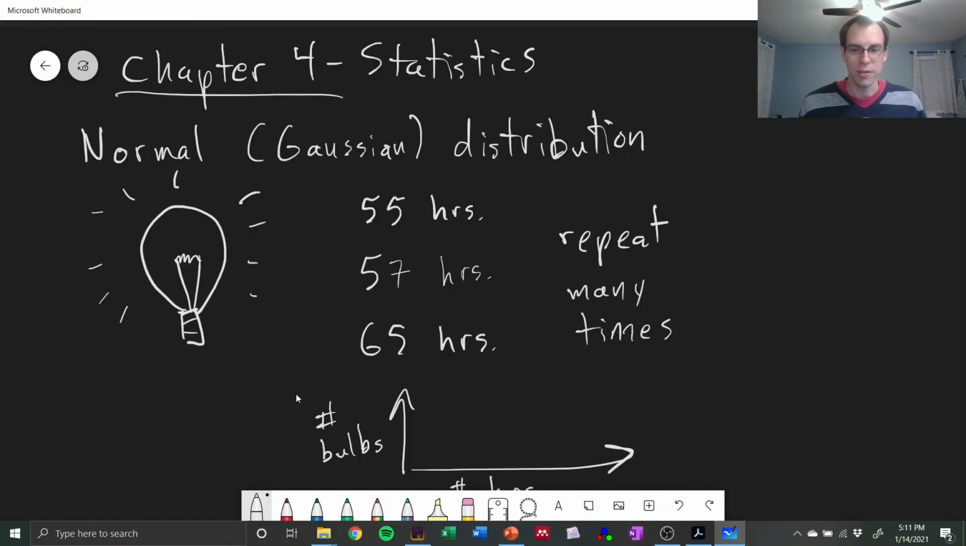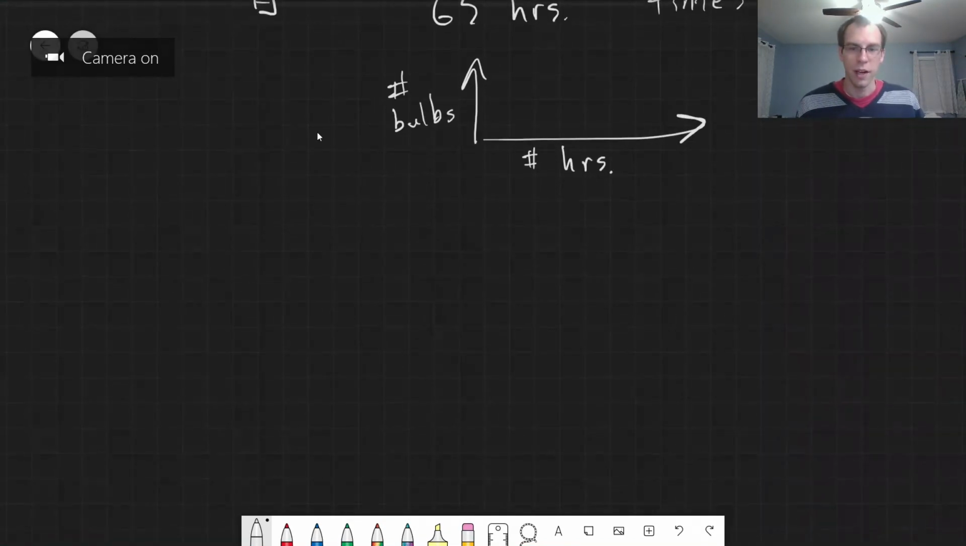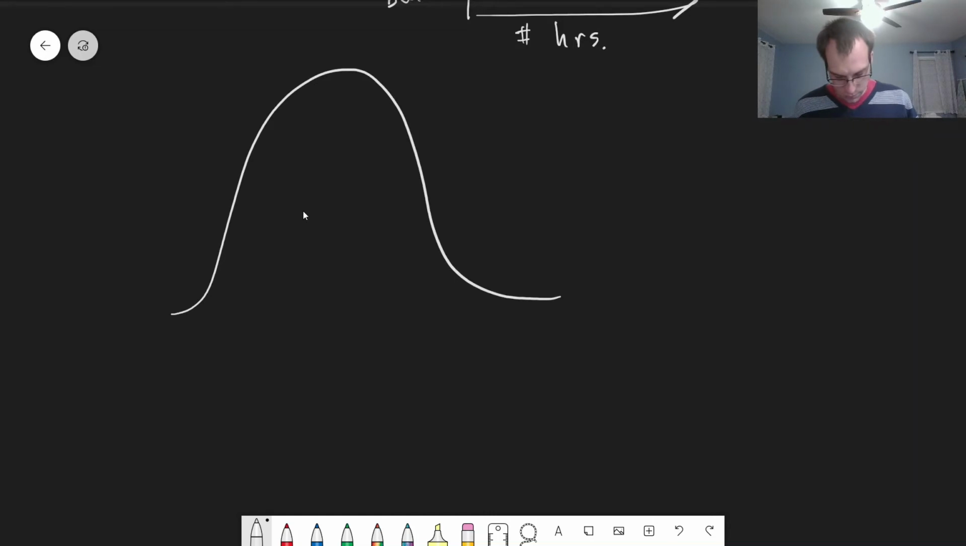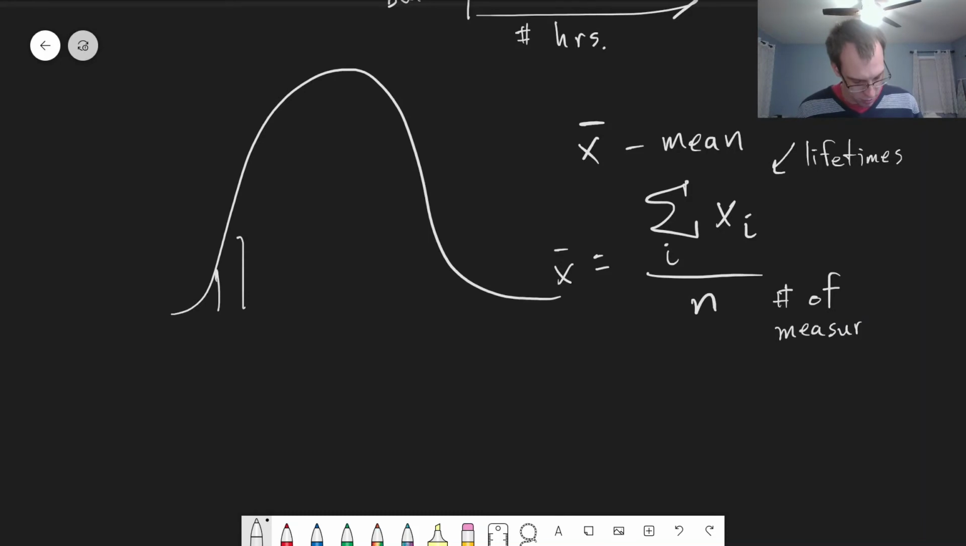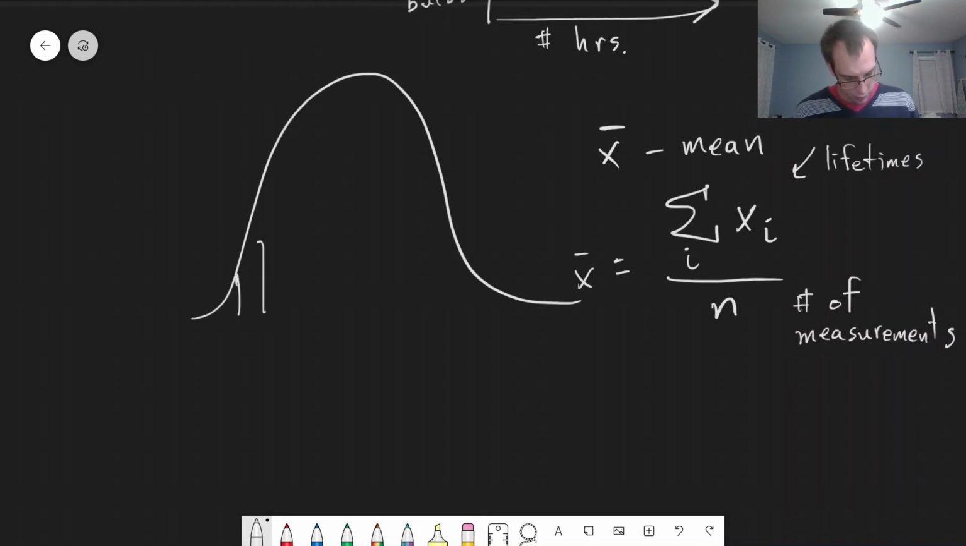So let me go back to my whiteboard so I can write. All right, so this is our Gaussian function here. The properties that we care about are the mean, x bar, which mathematically we write as we add up all the individual x values. So x sub i here would represent each individual point. These would be all our different lifetimes. And then we divide by the total number of measurements. And this is just how you already know how to take an average. Just to define these, x sub i is each individual measurement and n is the total number of measurements.